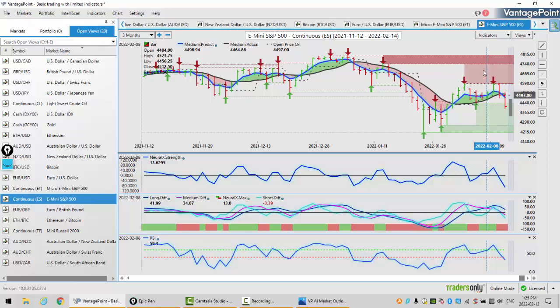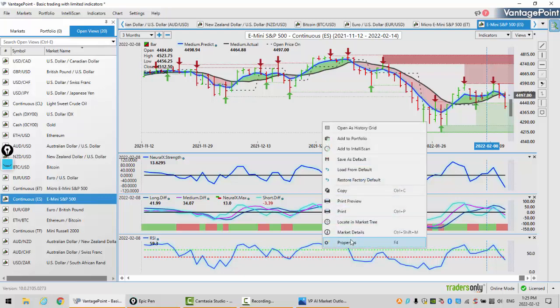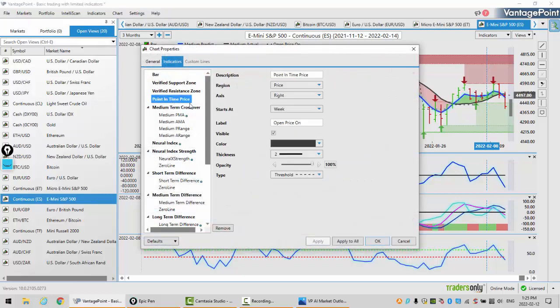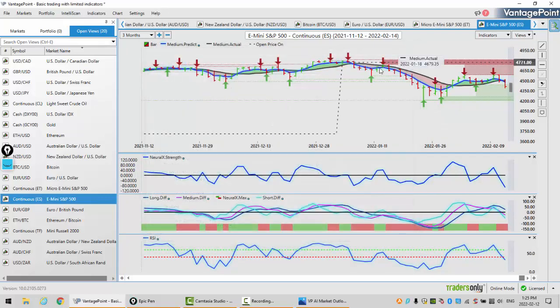When we apply that yearly opening price to the S&P 500, we see something very similar, that the S&P remains bearish on the year. So if I right click on my chart, go to properties, I can then look at my point in time and then change that from the weekly to the yearly. I can apply it to what I'm currently looking at, and you can see that that's where we've opened the year on the S&P 500. And we have not been above the yearly opening price this entire calendar year.